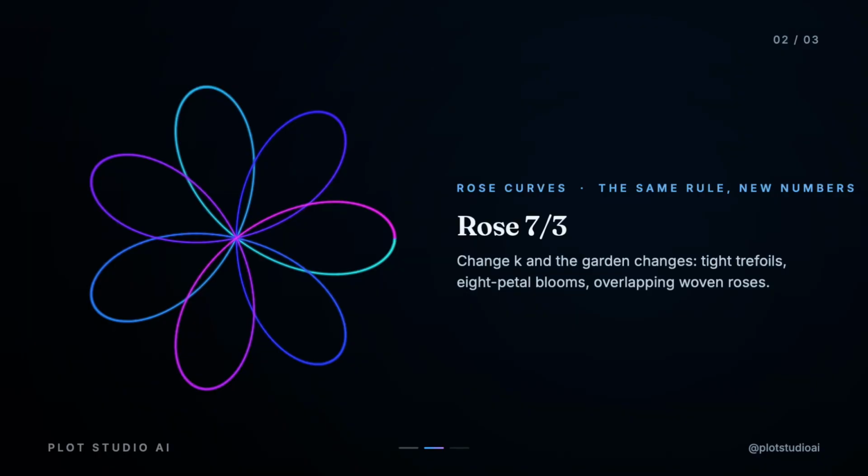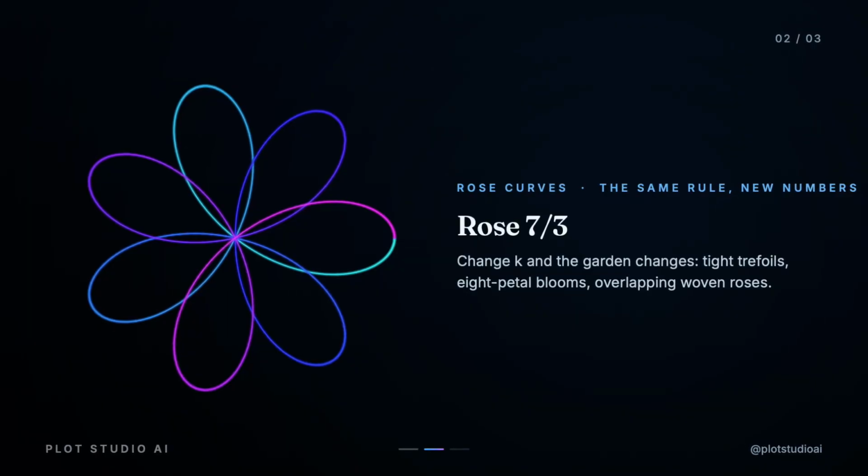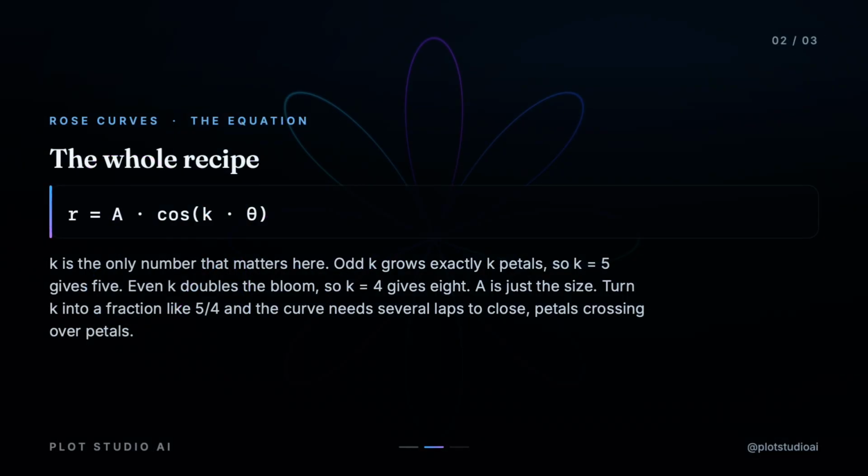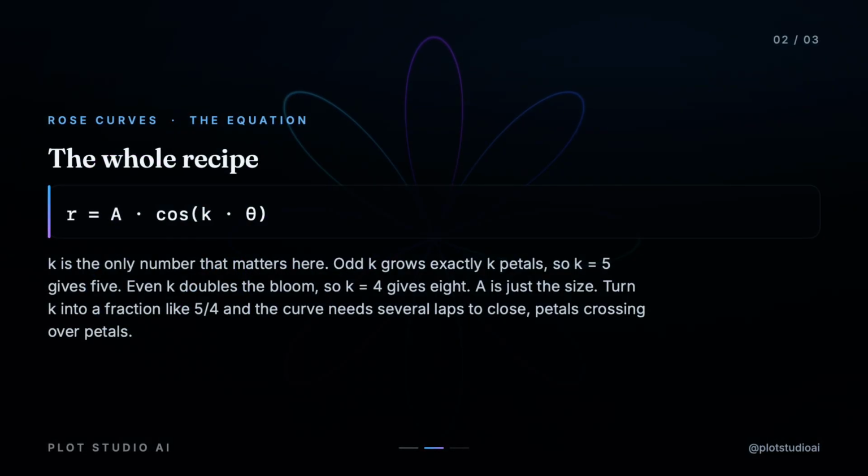Change K and the garden changes. Tight trefoils, 8 petal blooms, overlapping woven roses. The whole recipe. R equals a times cosine of K times theta. K is the only number that matters here.